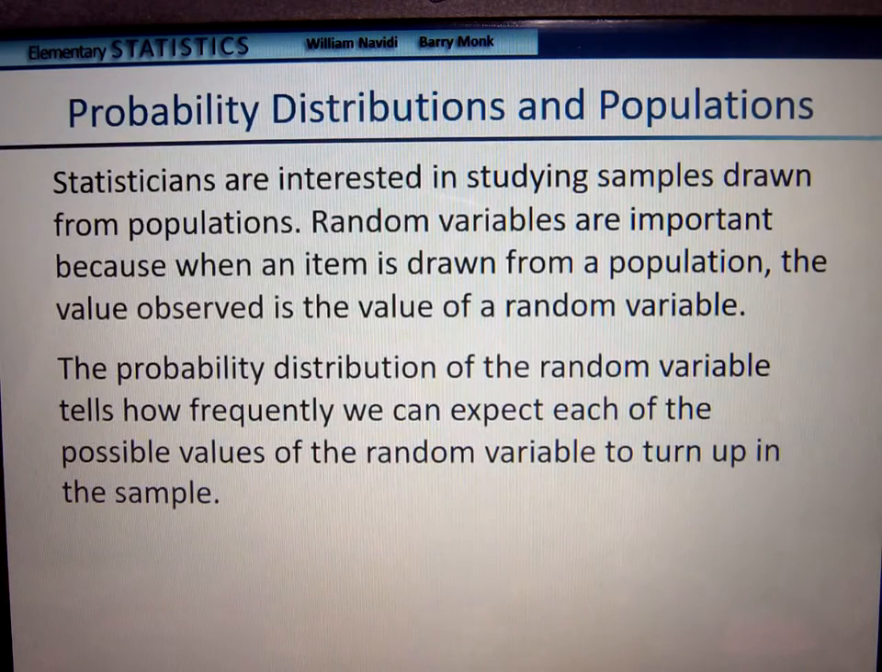So statisticians are interested in studying samples drawn from populations. Random variables are important because an item is drawn from a population. The value observed is the value of the random variable. The probability distribution of the random variable tells how frequently we can expect each of the possible values of the random variable to turn up in the sample.